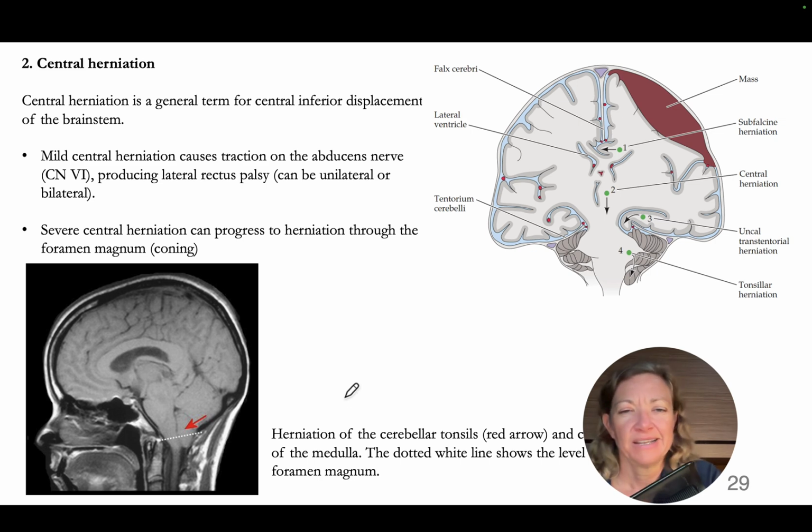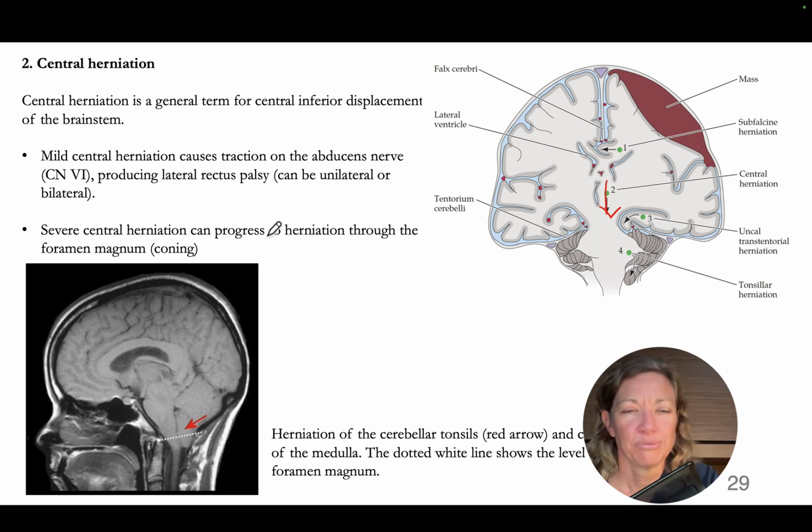So while subfalcine herniation is often reversible, once we progress to central and other types of herniation, we're in really serious clinical territory. So central herniation is a general term for central inferior displacement toward and of the brainstem. So it's just a general downward force in the brain. People really debate about these definitions. This is the definition we'll use. Mild central herniation, prior to evolution to the other types, can cause traction on the abducens nerve, and so that can produce a lateral rectus palsy. The reason for this is that the abducens nerve takes a really long course from the brainstem to the eye muscles, to the lateral rectus, and so the long course of this nerve is just vulnerable to traction force that's exerted downward, and that's why it's an early symptom or sign of mild central herniation.